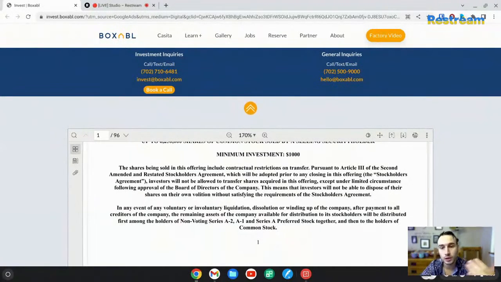Minimum investment, $1,000. So they're soliciting to anyone. So either this is a Reg A or a Reg CF. If you're raising at a Reg A, you can raise a maximum of $75 million for your venture from a broad audience. If you're raising at a Reg CF, you can raise up to $5 million per quarter. Not per quarter, up to $5 million per year in any one 12-month period.